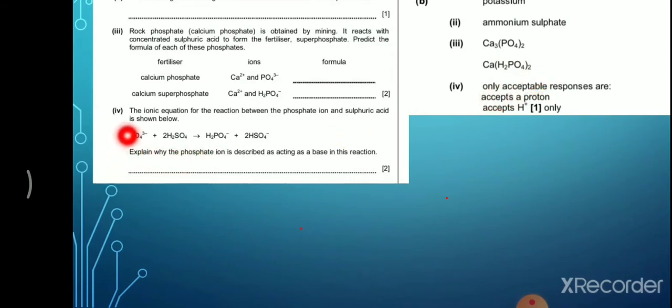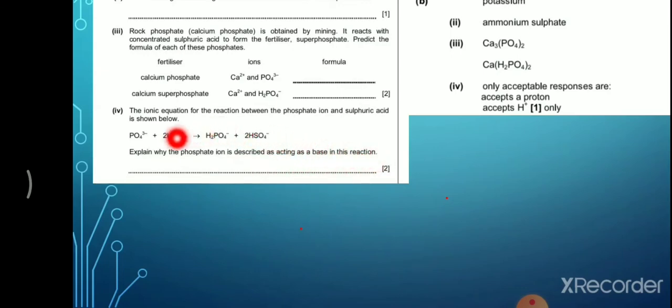Next, the ionic equation for the reaction between the phosphate ion and the sulfuric acid is shown below. So this is phosphate ions and sulfuric acid. So you get this compound, these ions are formed. Explain why phosphate ion is described as acting as a base in this reaction.